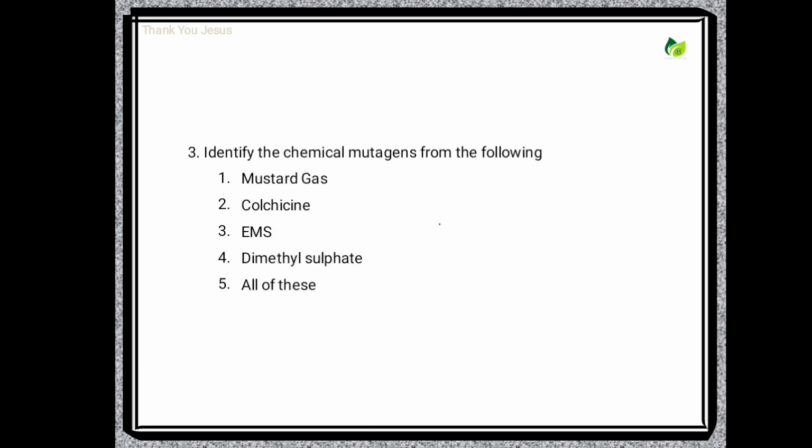So let's see the next question. Identify the chemical mutagens from the following: mustard gas, colchicine, EMS, dimethyl sulfate. All of these are chemical mutagens.